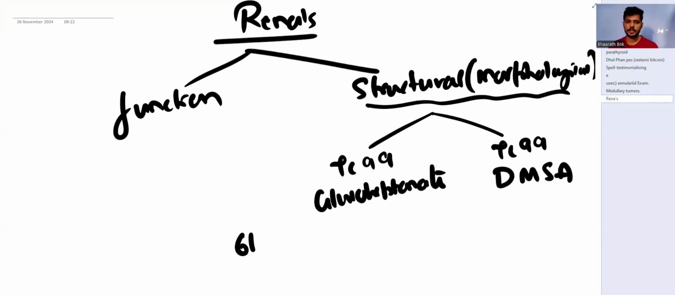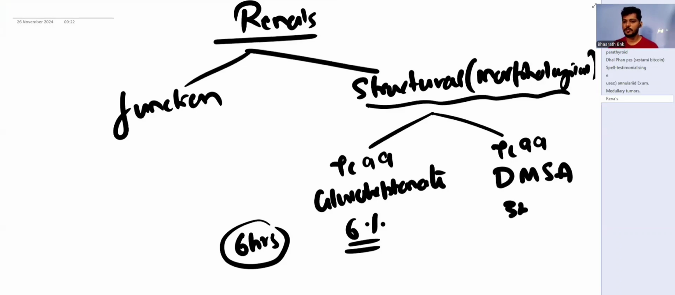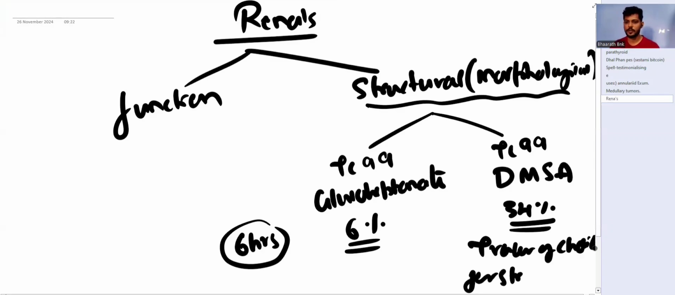Now, after 6 hours of injection, only 6% of glucoheptonate is remaining in the cortex of the kidney. But after 6 hours of administration, DMSA will remain up to 34%. Up to 34% of the DMSA is retained in the kidneys. So this becomes the tracer of choice for structural abnormalities of the kidney. To assess the morphology, the tracer of choice would be technetium 99 labeled DMSA.